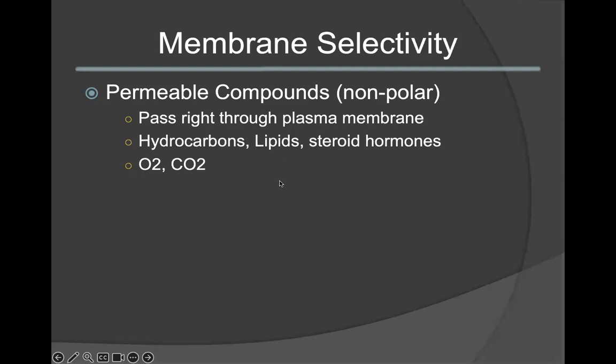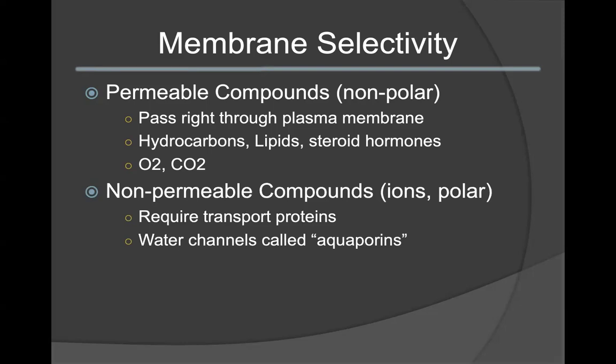Keep in mind that the cell membrane is also selective. That means that it is going to only allow certain substances to pass through it. In general, anything that is small and non-polar will be able to pass through the membrane unhindered. This is represented by substances such as hydrocarbons, lipids, steroid hormones, as well as small non-polar gases such as oxygen and carbon dioxide. That means that any of these substances will simply pass right through the membrane unhindered.